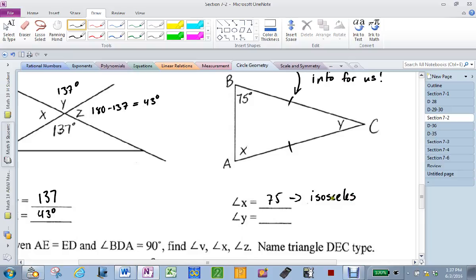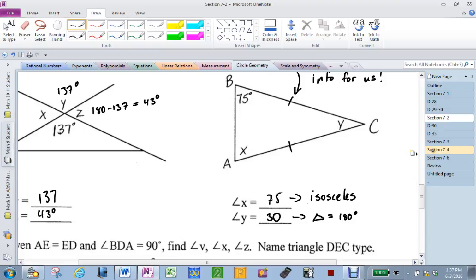Because it's an isosceles triangle once we get the same sides, yeah? Always gotta know your reasons. And what's y? 30. Why? Because triangles have to equal 180. 75 and 75 is 150. What's left over? 30. Cool, in the gang?